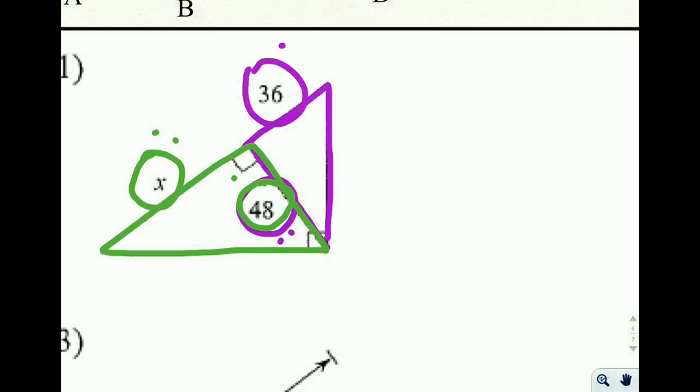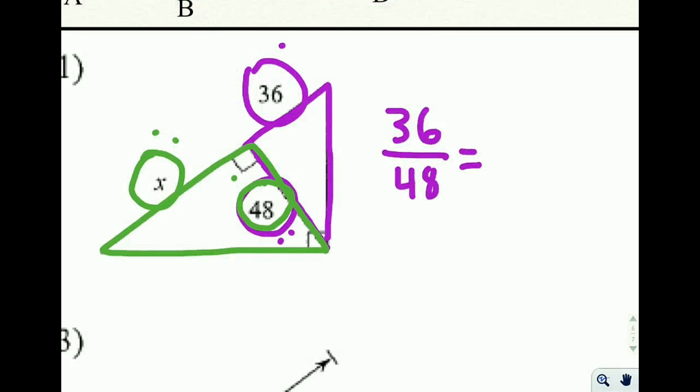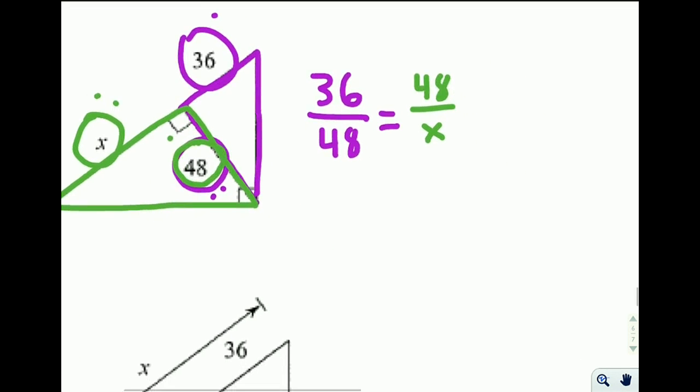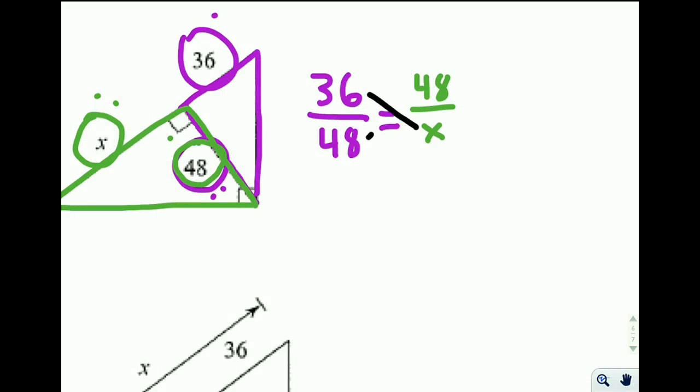So we go back to the original one. I took the shortest side to the middle length side, and that's going to be equal to the same ratio, the same fraction, same proportion as the shortest side of the green to the second shortest side of the green, which is going to be 48 over x. And then we can solve for x the way we always do, cross multiply and divide.